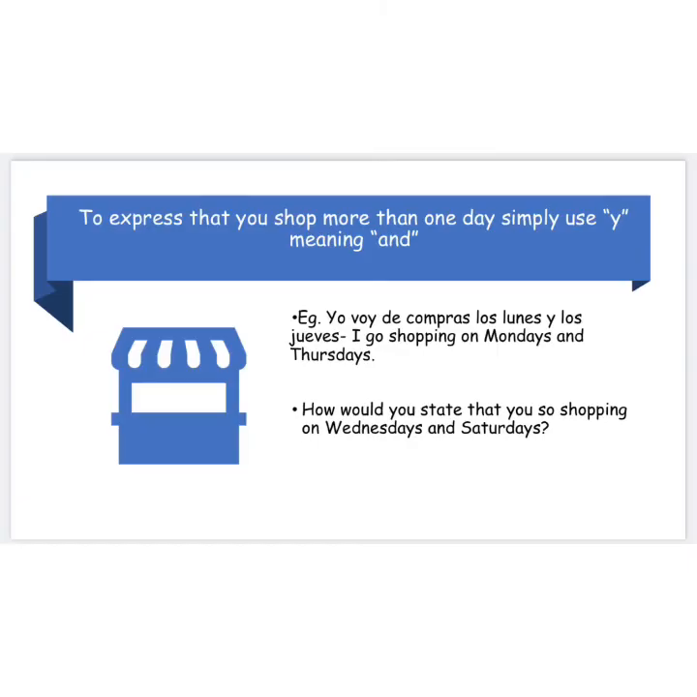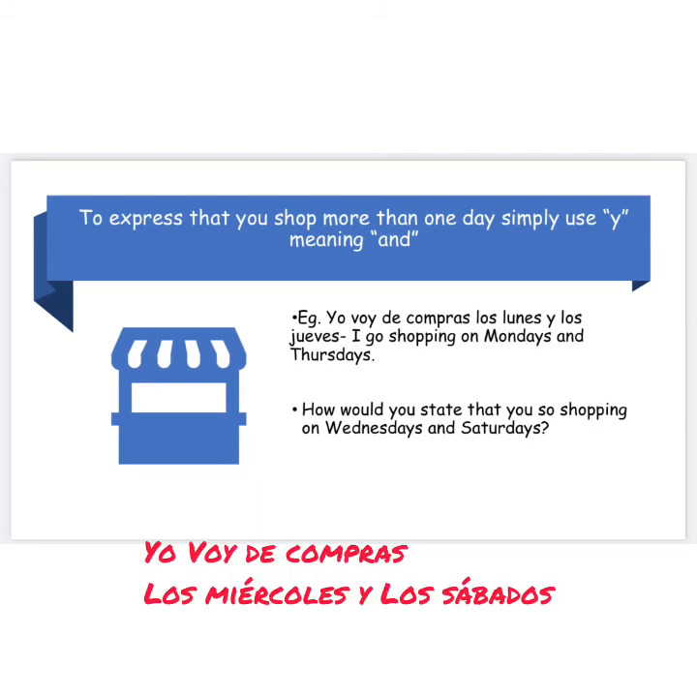There are some persons who go shopping more than 1 days, right? So to express that you go shopping more than 1 days, all you have to use is y. That's the letter Y, meaning and. So I have some examples there. Yo voy de compras los lunes y los jueves. I go shopping on Mondays and Thursdays. So how would you express that you go shopping on Wednesdays and Saturdays? So the answer is, yo voy de compras los miércoles y los sábados. And I'm sure everybody got that correct.